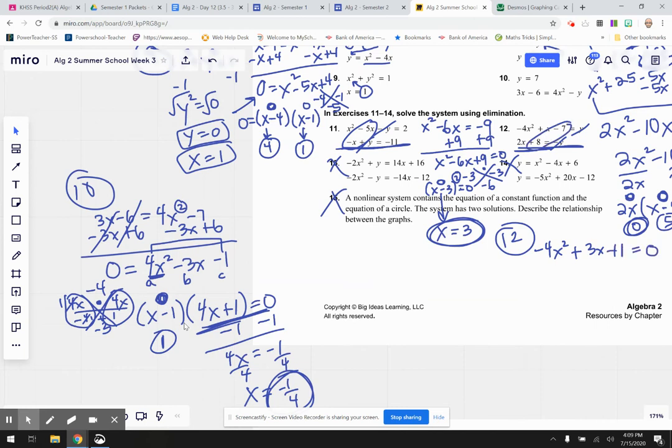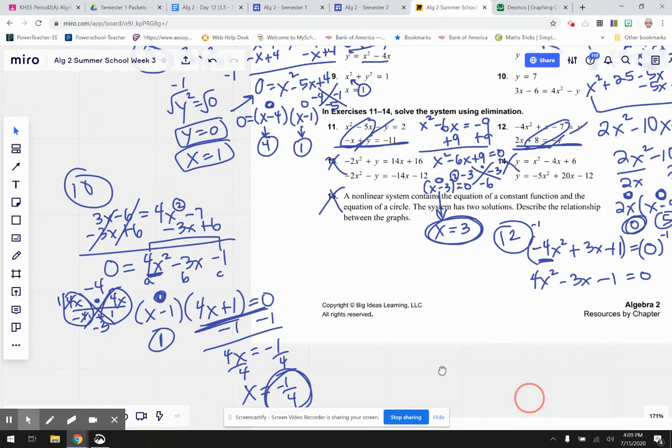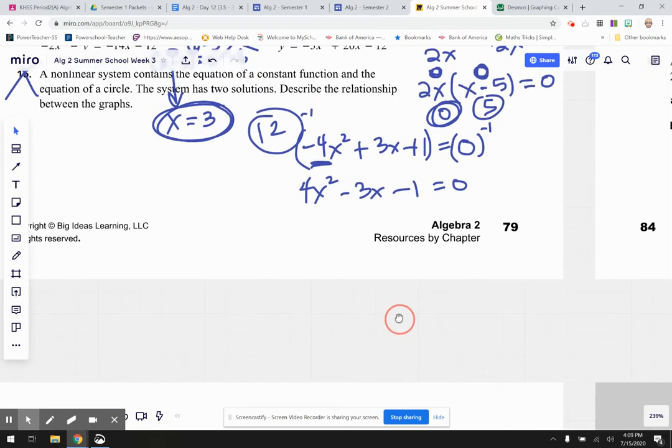But we need to multiply both sides by negative 1 because we do not want the front term to be negative. So now that'll give us a positive 4x squared, negative 3x, negative 1. Just changes all the signs. Multiplying by a negative 1 will basically just change all of the different signs.